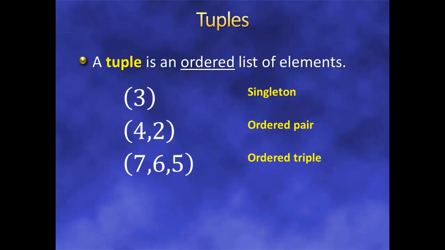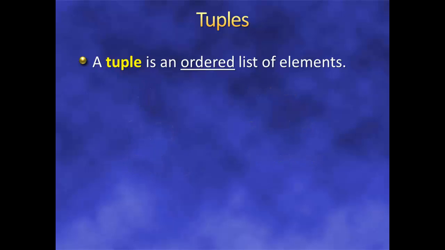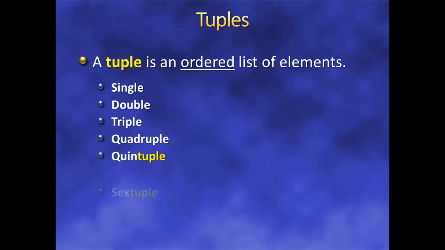If you're wondering why we're using such a strange name for these new objects, it's because tuple is a generalization of the words single, double, triple, quadruple, quintuple, sextuple, and so on.